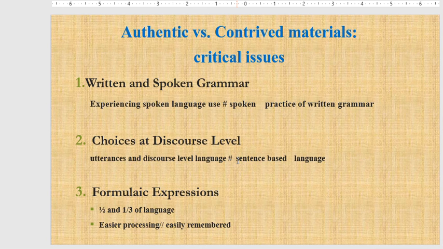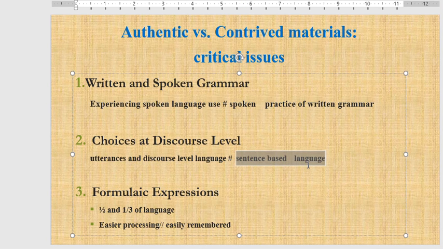You see that the language is sentence-based language, not discourse-based. Discourse means a stretch of language, a continuous stretch of language. It may be an utterance, even a sound, even a sentence, but it is used for real life interaction.